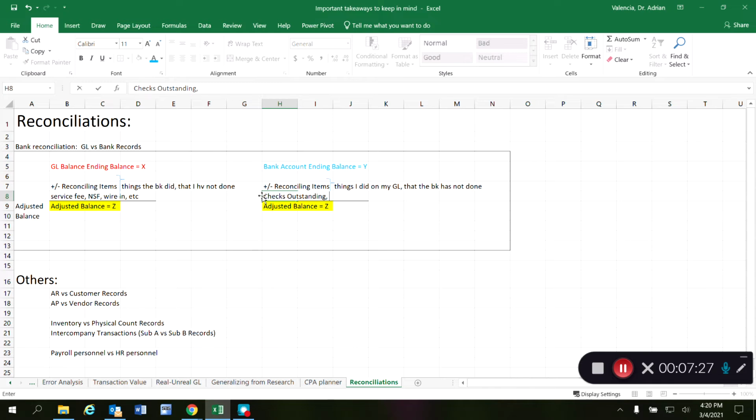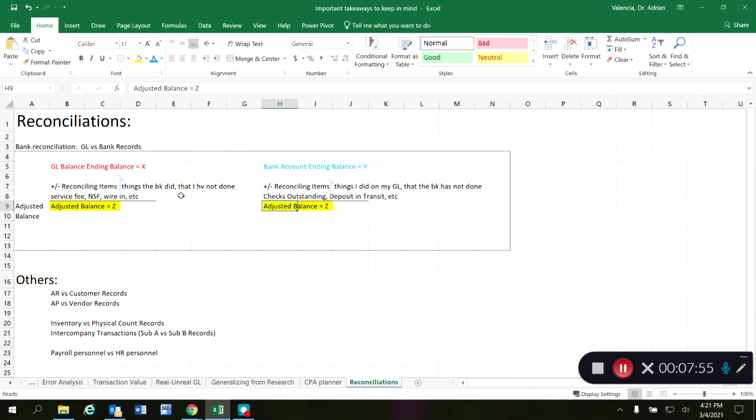In that same vein, deposits in transit. So these are deposits you recorded in your X. In other words, that deposit is part of what gives you X. But Y does not reflect that deposit because it hasn't cleared the bank yet. So it's a reconciling item to the bank balance. Okay, and anything else, so I'm just going to put etc.